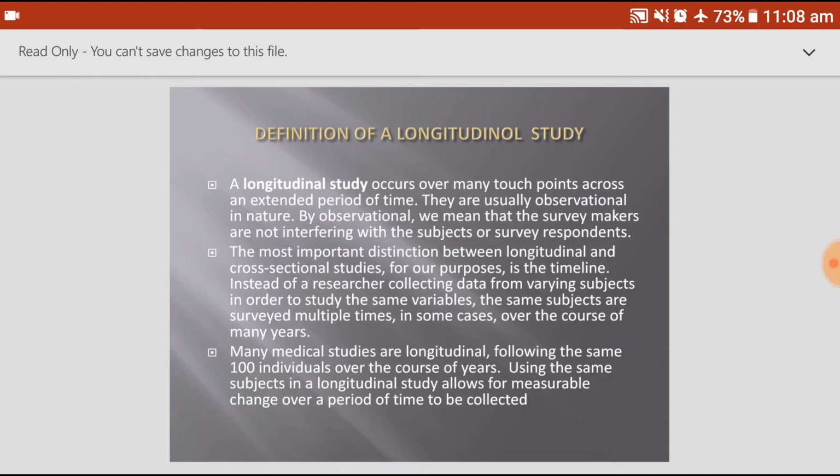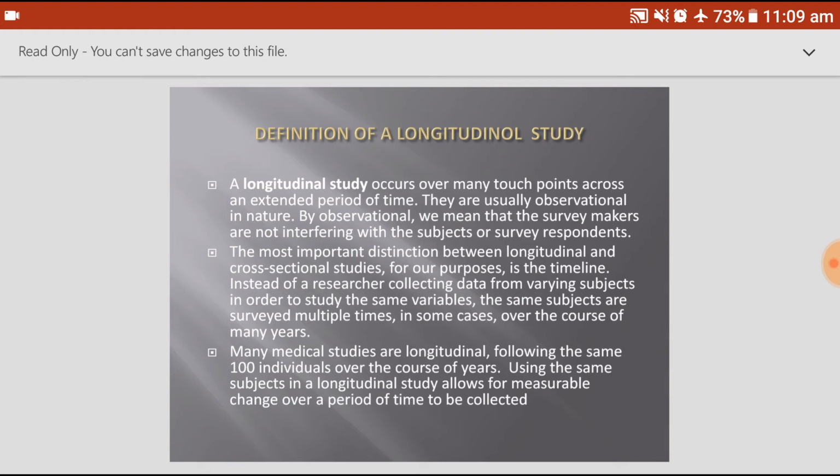Now, the definition of longitudinal studies. A longitudinal study occurs over many touch points across an extended period of time. They are usually observational in nature. By observational, we mean that the survey makers are not interfering with the subjects or survey respondents. Now, the second point. The most important distinction between longitudinal and cross-sectional studies for our purpose is the timeline. Instead of the researcher collecting data from varying subjects in order to study some variables, the same subjects are surveyed multiple times, in some cases over the course of many years.